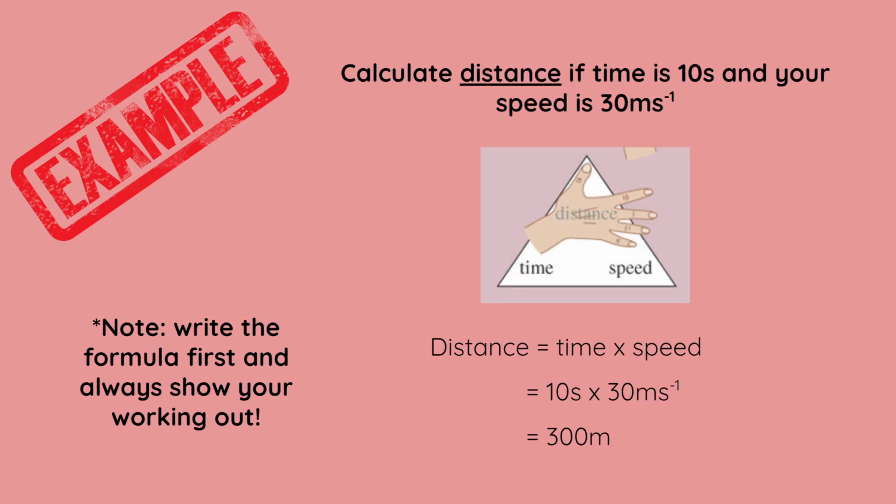Okay, and last example is to calculate distance. So I cover up distance in my triangle. I'm left with time and speed at the bottom, so I know that it's a multiplication. I'm given the time is 10 seconds and the speed is 30 meters per second. So I just times them together and I get 300 meters.